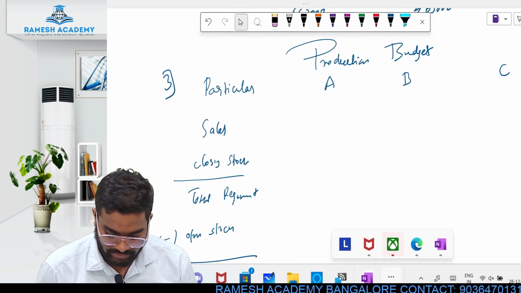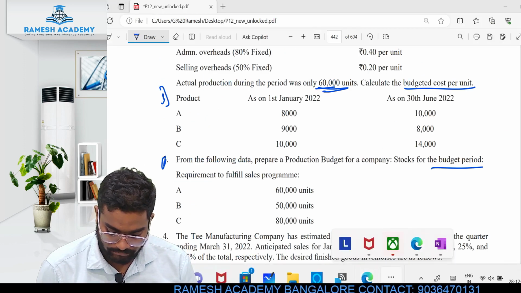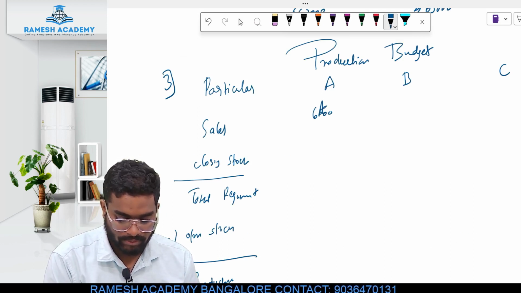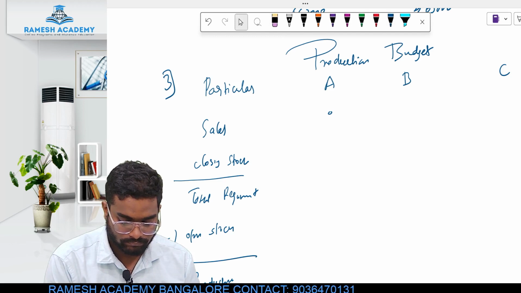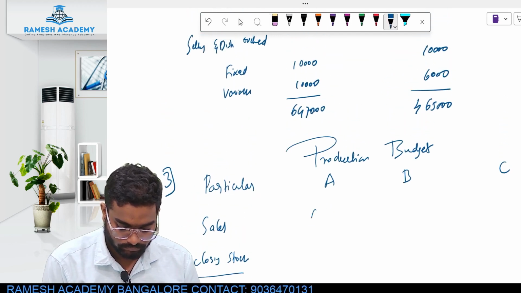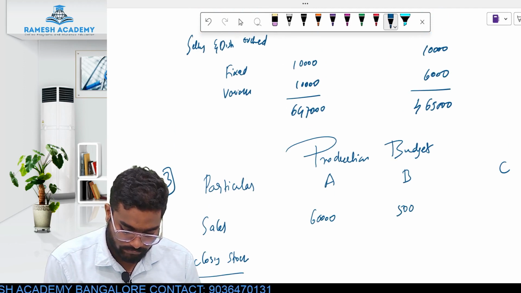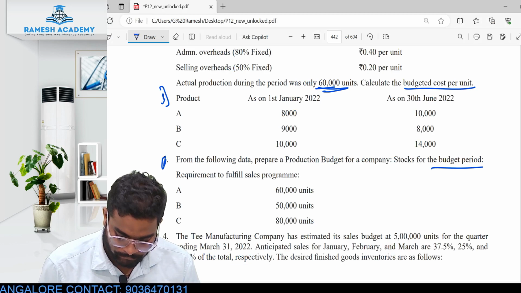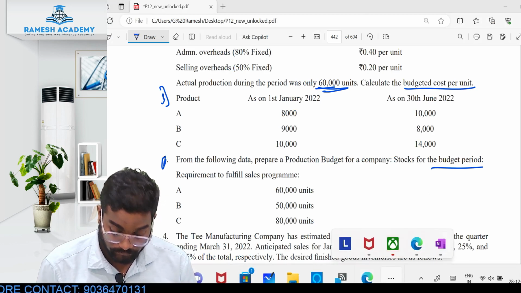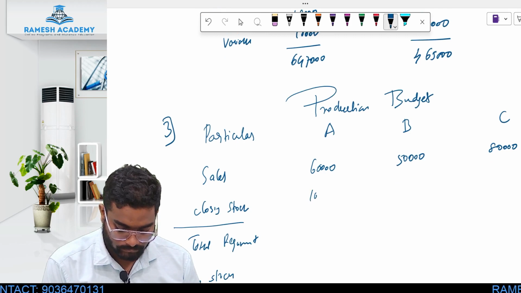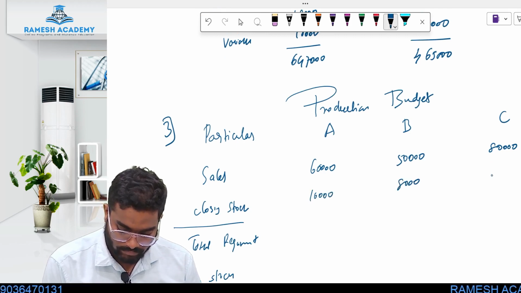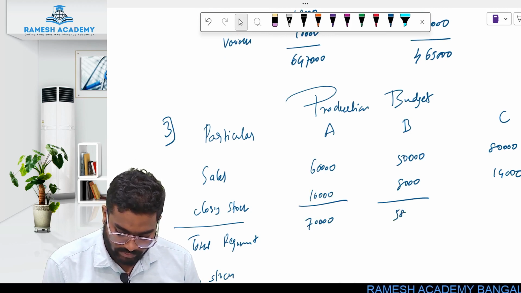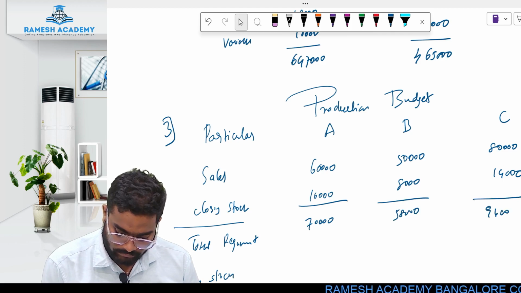Okay, now we'll write down all the numbers 60, 50, 80. So the concept is important here. The other things just copy down. 60, 50, 80. So the closing stock is 10, 8, 14. So here it will be 70. Here it will be 58. Here it will be 94.